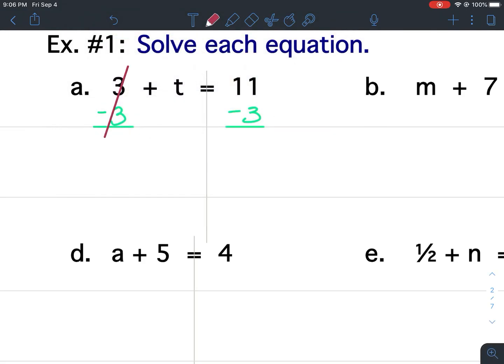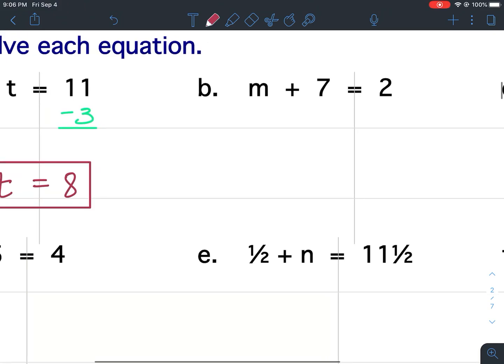Cancel out your 3's. That allows me to isolate the t. I'm going to bring my variable down, put a tail on your t, keep your equal signs lined up, and 11 minus 3 is 8. So the solution to this first problem is t equals 8. The solution is 8.